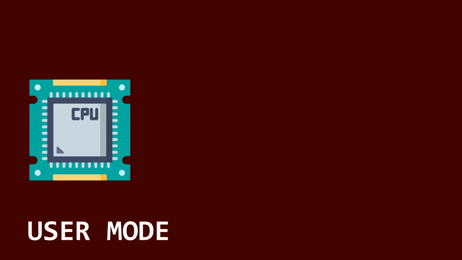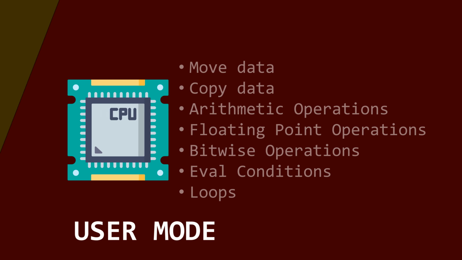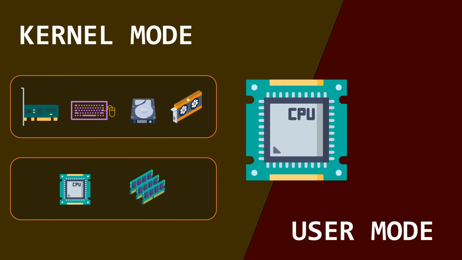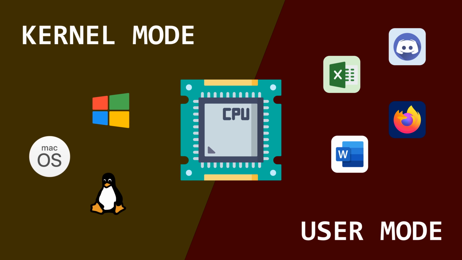In user mode, the CPU is restricted to a limited subset of instructions. This subset allows it to perform tasks such as moving and copying data, performing mathematical operations, evaluating conditions, and running loops. While these instructions are still very useful, in this mode the CPU cannot execute privileged instructions required to directly control hardware. As you might have guessed, user programs run in user mode, while the operating system operates in kernel mode.